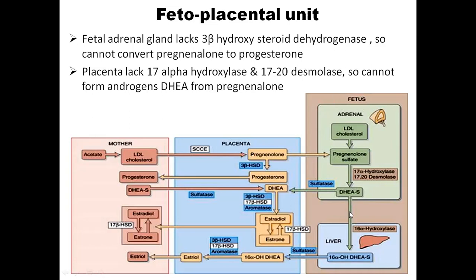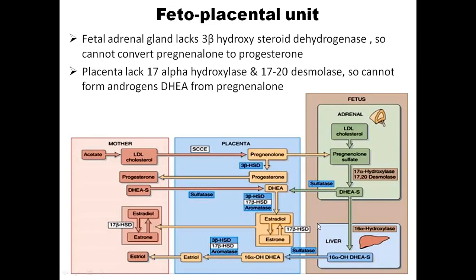And this DHEA is circulated to the fetal liver, where by 16 alpha hydroxylase it is converted into 16 alpha hydroxy DHEAS. This 16 alpha hydroxylase is also not present in adequate amount in the placenta. So this is the precursor for formation of estriol, that is E3, by the aromatase enzyme present in enough amount. And before that, it should be desulfated by the sulfatase enzyme. And then the estriol goes into the maternal blood.